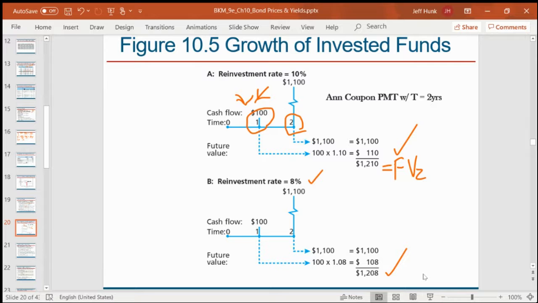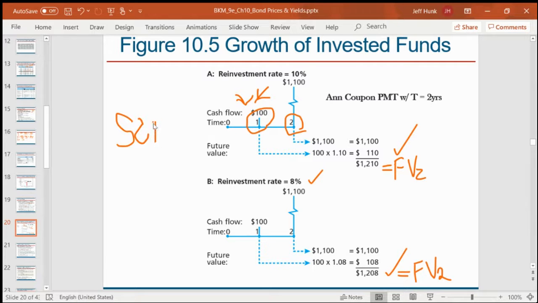The future value at the end of year 2 will be, in this case, $1,208. So in other words, this is the problem of reinvestment rate risk. Okay, but again, this is the same as the single cash flow future value model, right?